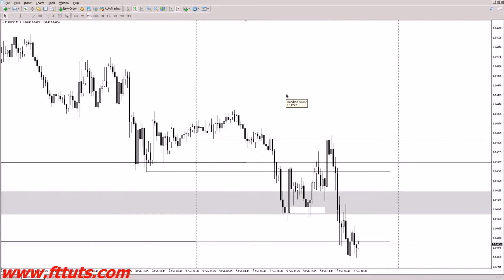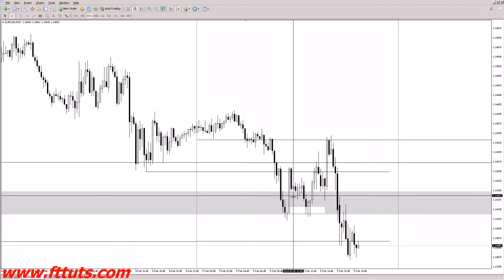thinking could happen today was, why aren't we just seeing a breakdown, right? Why aren't we just seeing price break down? Why is price respecting bullish order blocks, even though this is real short term?